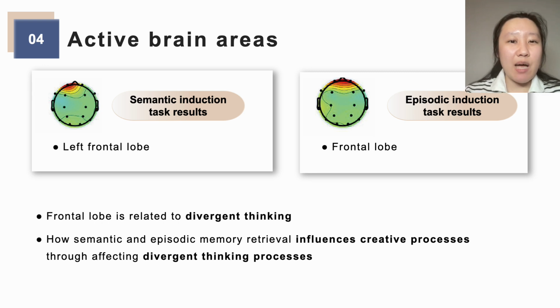So it seems like episodic memory includes more brain areas compared with the semantic memory process. But considering the frontal lobe is related to divergent thinking, our study tried to support that semantic and episodic memory retrieval influence the creative process through affecting divergent thinking processes.